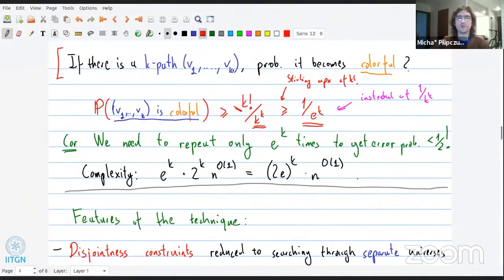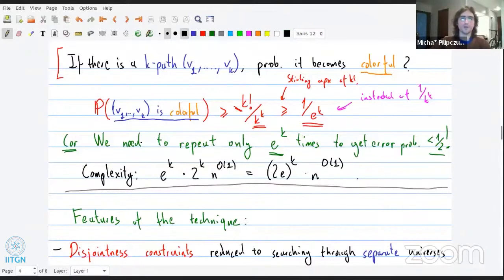So we need to repeat our algorithm not k to the power k times, but only e to the power k times, right? So 2.73 to the power k, to get an error probability of no more than 1/2, using the same calculation that we had.